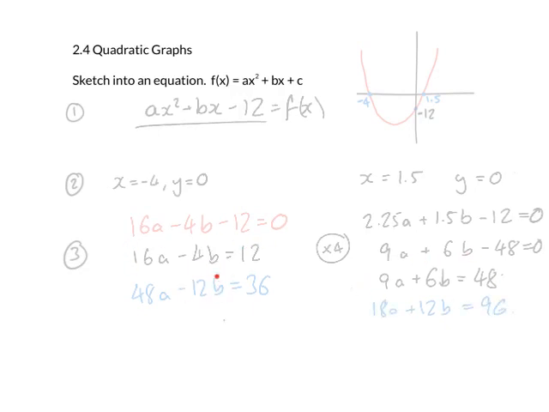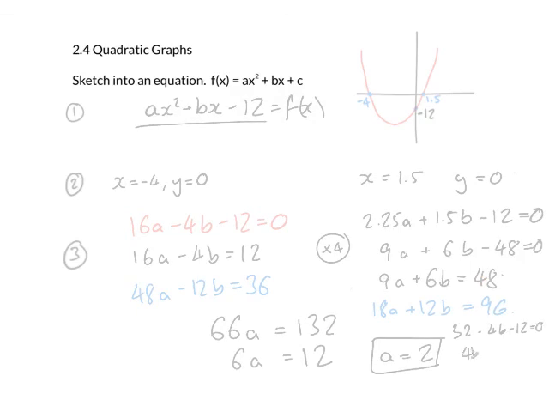Now I'm going to make the same number of b's, 12, and I'm going to add my 2 equations so that the b's disappear. If I do that, 48a add 18a gives me 66a, 36 add 96 gives me 132, and I quickly deduce that a is equal to 2. Substituting that into my equation here, using a equals 2, I deduce that b is equal to 5. And my final step is to write down the full quadratic with a, b, and c, as I have just found.